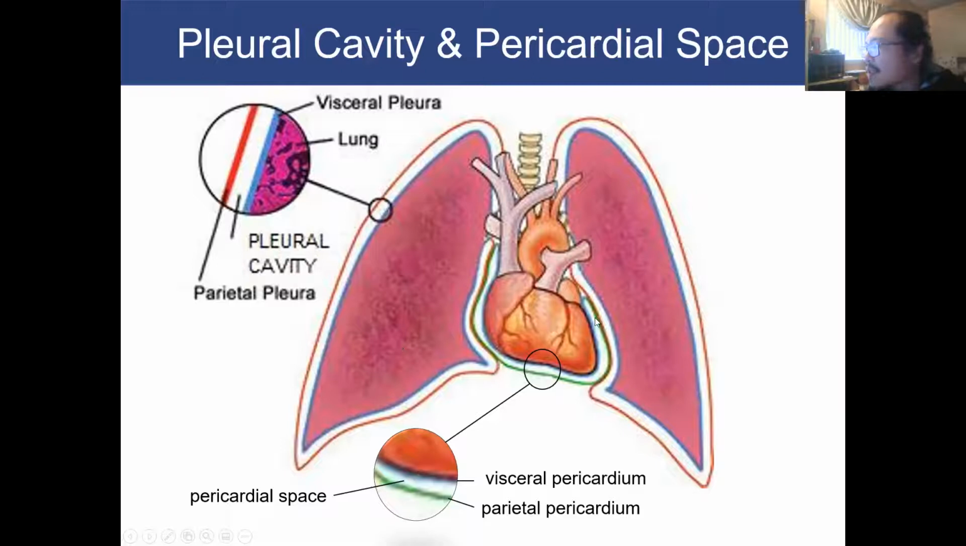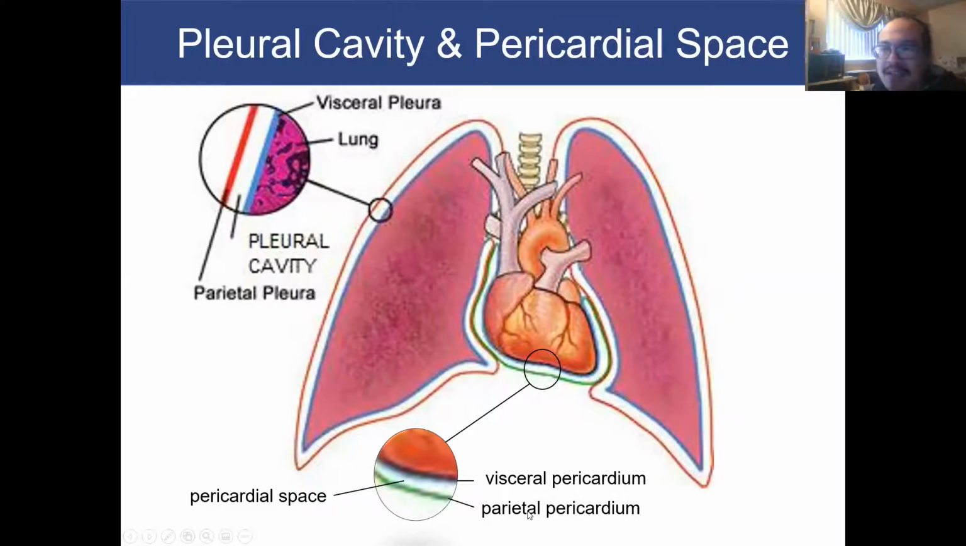Right lung has it, left lung has it, also the heart. Heart also is protected by the pericardium, also called the pericardial space right here. Pericardial space contains the fluid, is formed by this membrane. This is also a continuous but double layer membrane. The one near the heart is called the visceral pericardium. The one outside is the parietal.